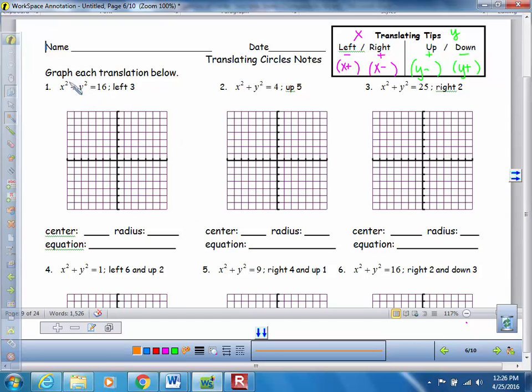Looking at number 1, if we graphed x squared plus y squared equals 16, since there are no numbers here, we know that the center is at 0, 0, so I'd put my point at 0, 0. Then we need to graph our radius. To get our radius, we take the square root of 16, which is 4. So we're going to go right 1, 2, 3, 4. We're going to go up 4, down 4, and to the left 4, and graph our circle.